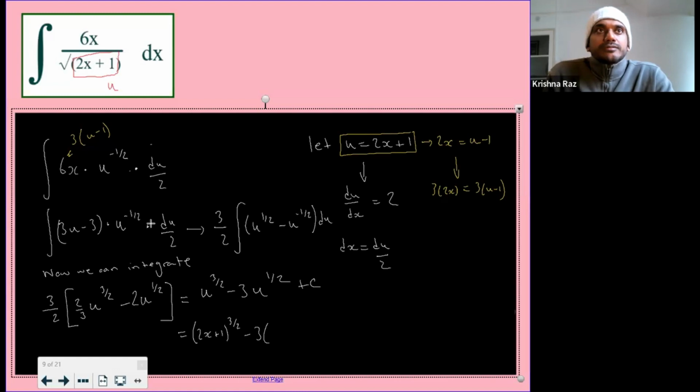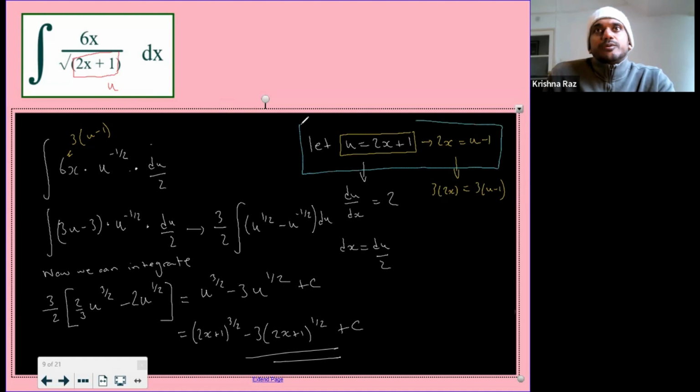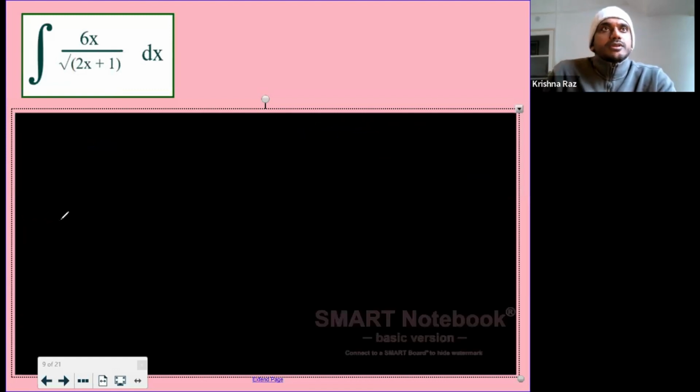So we have 2x plus 1 to the 3 over 2, minus 3 times u to the half, where u is 2x plus 1. So that is the second type of substitution that we can see. We didn't get a cancellation, but by rearranging this bit, we were able to deal with the question. So let's have a look at another one.